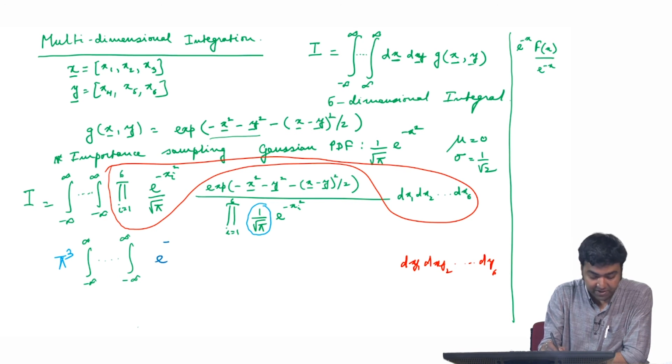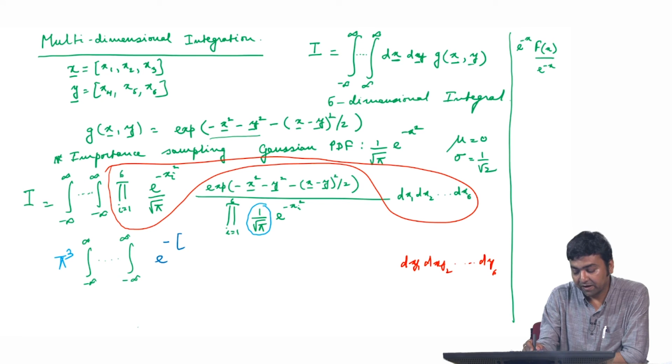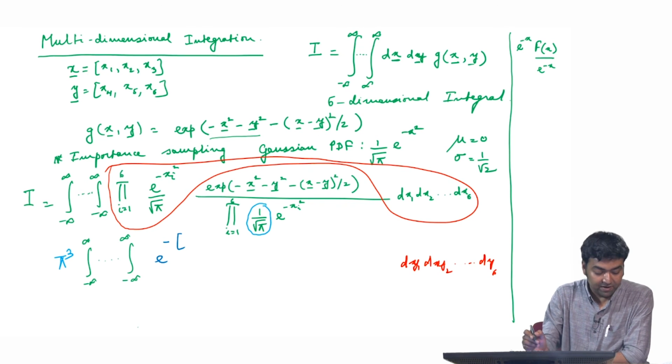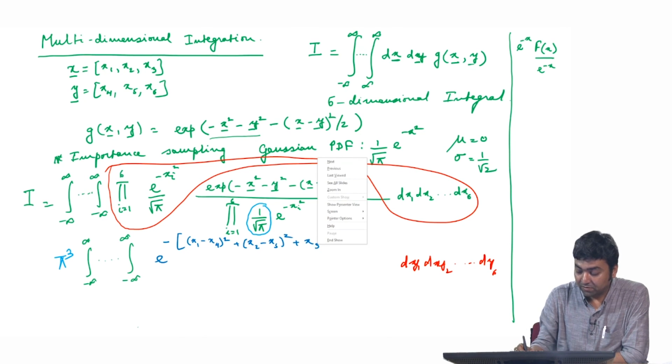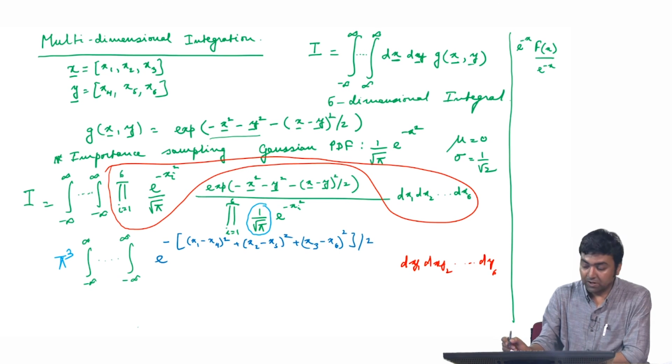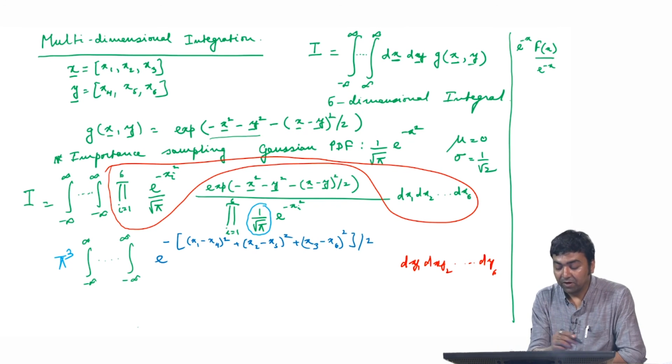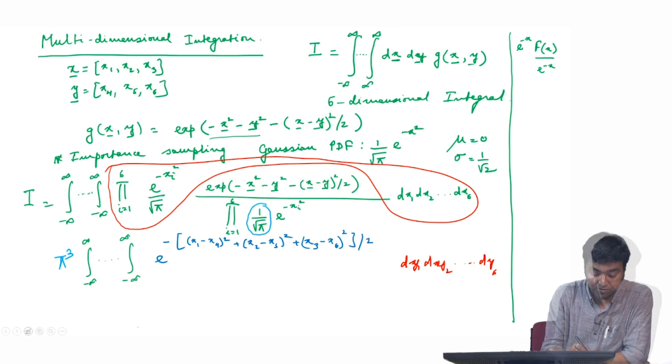I will be having e to the power minus. These terms will cancel out: x1 square, x2 square, x3 square, x4 square, x5 square, and x6 square, and I will be left with this term here, which I can write as x1 minus x4 whole square plus x2 minus x5 whole square plus x3 minus x6 whole square by 2. So, this is my simplified or modified integral. This becomes my modified integral.